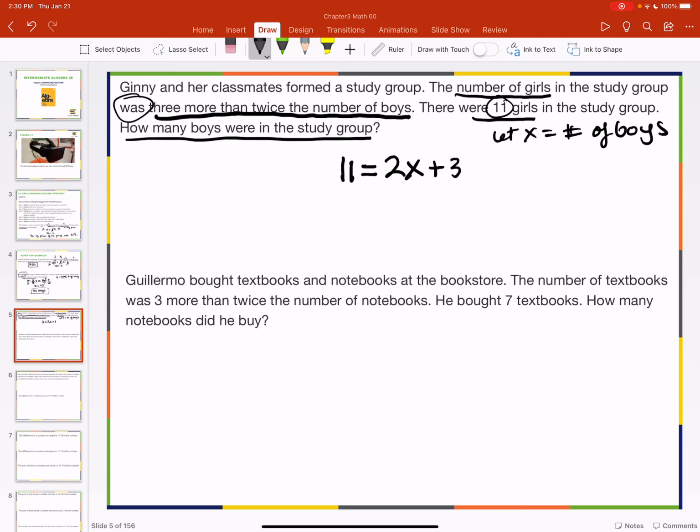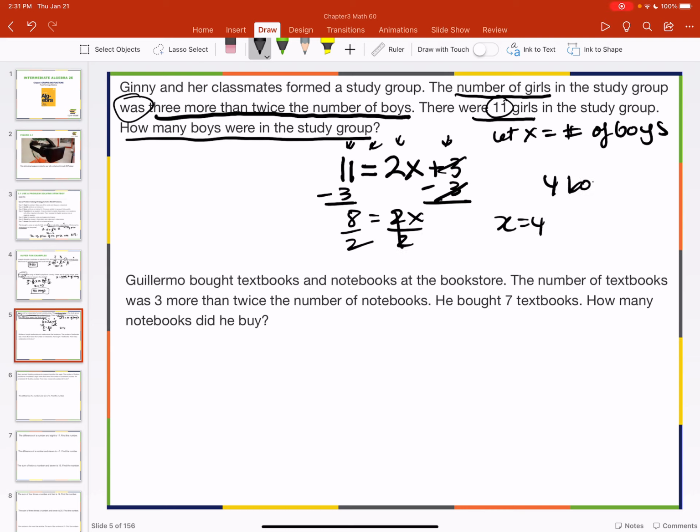Okay, so just to get again, the number of girls was 3 more than twice the number of boys. Okay, so we solve for X here. So subtracting 3 from both sides, 11 minus 3 is 8 equals 2X. Divide both sides by 2, you get X is equal to 4. So there were 4 boys in the study group.